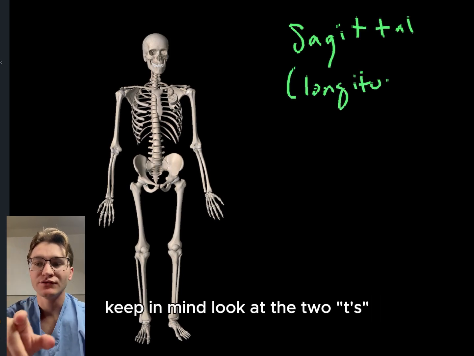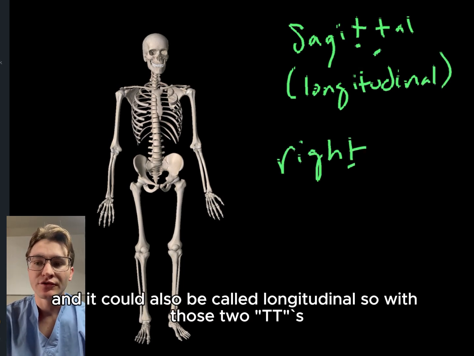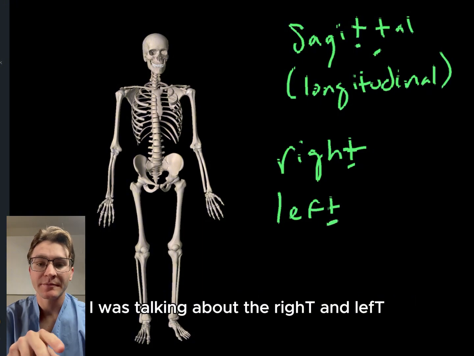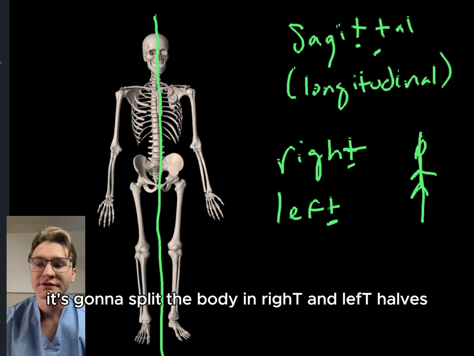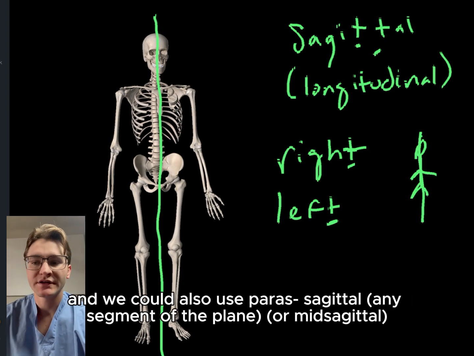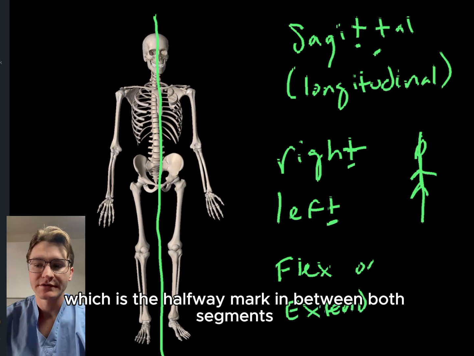Keep in mind, look at the two T's. I'm going to use that as a memory tool. And it could also be called longitudinal. So with those two T's I was talking about, remember right and left, it's going to split the body in right and left halves, okay? And we could also use parasagittal, which is the halfway mark in between both segments, okay?